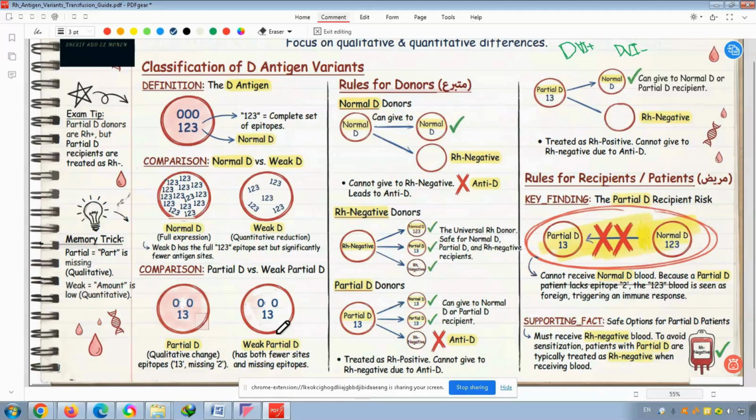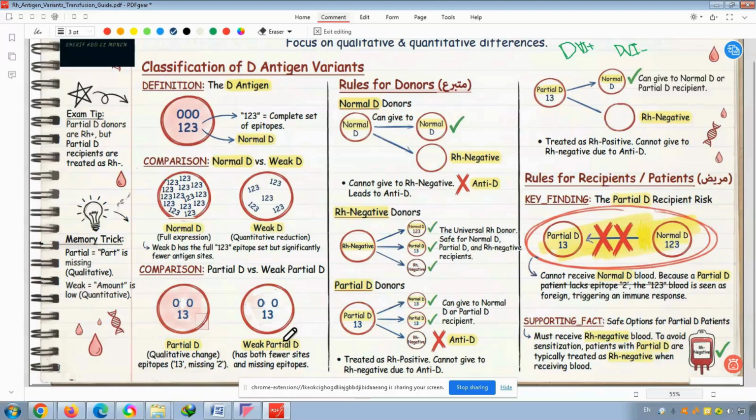So, normal or weak or partial or weak partial. Normal structure with normal quantity is normal. This is a normal structure, but the quantity is a bit low, so it is weak. This one is missing a piece of its structure, but the quantity is normal, so it is partial. This one has a problem with both: the structure is missing a part and the quantity is low, so this is the weak partial.